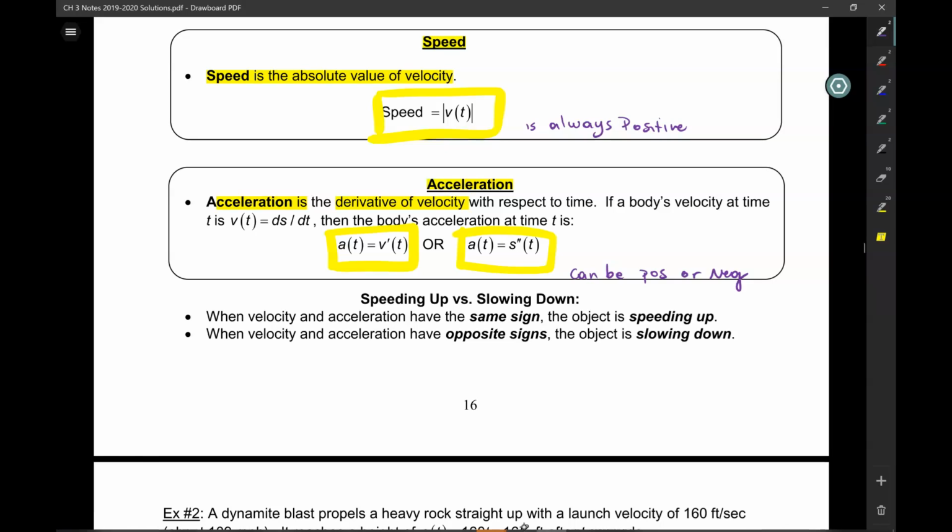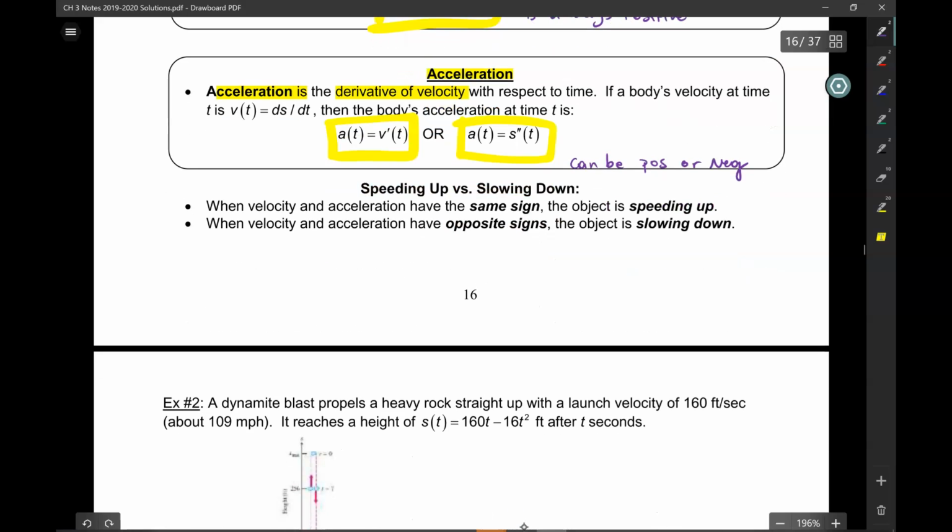I know, but I want to make sure that you don't miss some of these things. Okay, so speeding up and slowing down. You see these questions so often in the AP calculus tests. Speeding up versus slowing down.